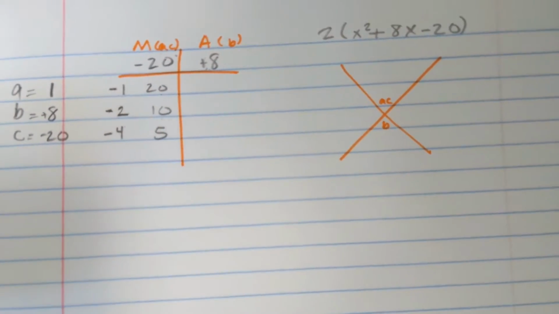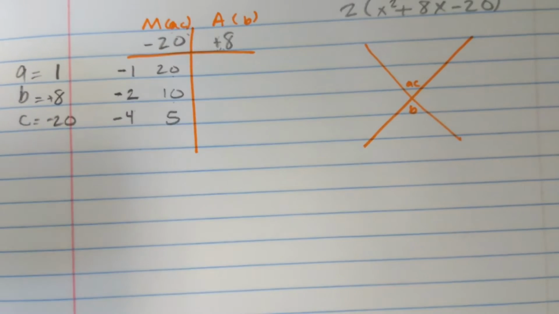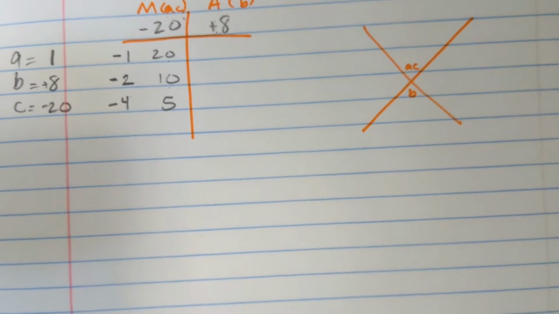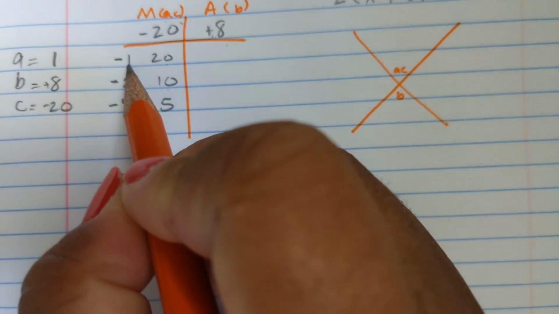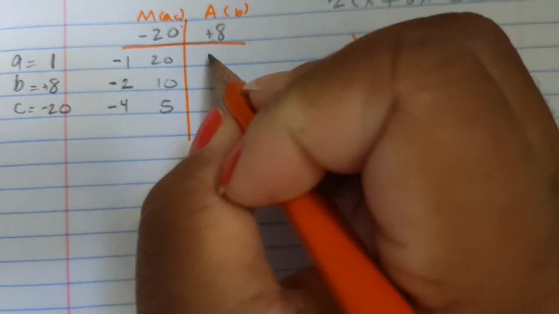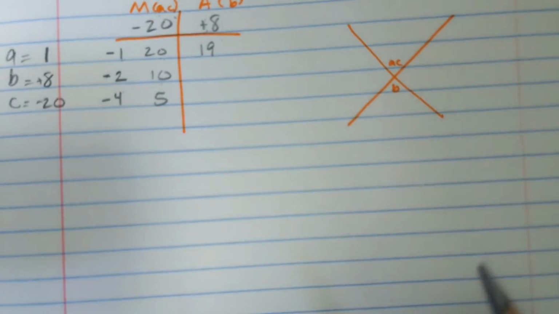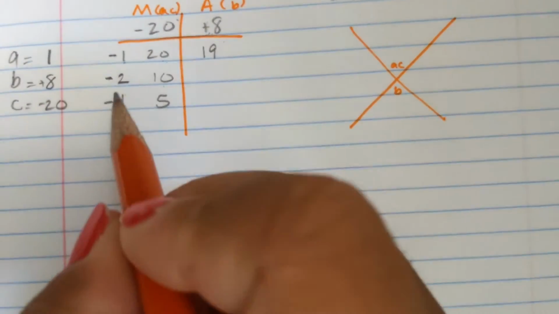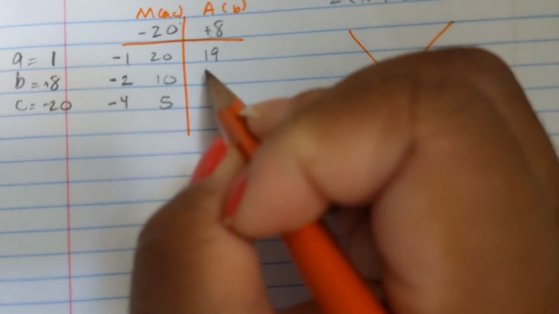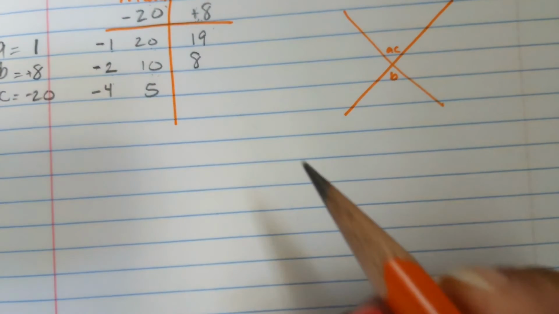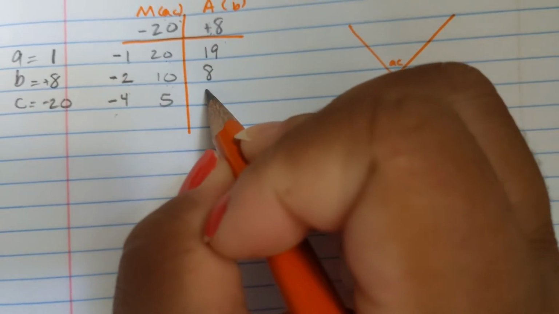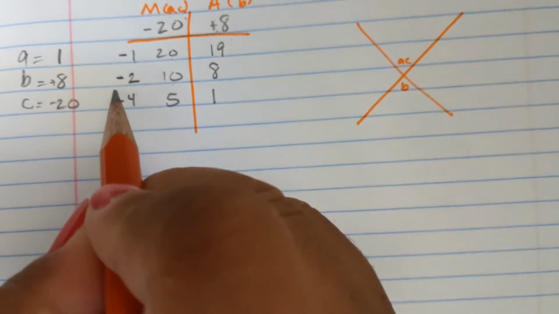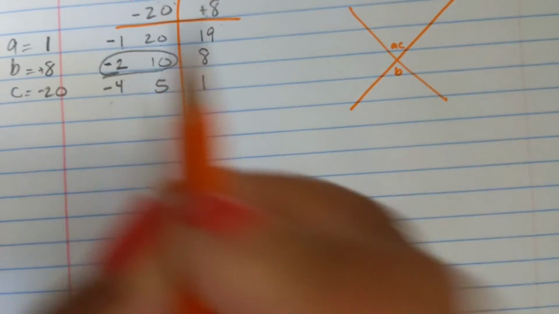So now what I want to do is I'm going to add these two things together and see which one gives me a positive 8. So I have negative 1 plus 20. That gives me a positive 19. I have negative 2 plus 10. That gives me a positive 8. I have negative 4 plus 5. That's going to give me a positive 1. This is the group that is the winner, winner, chicken dinner.